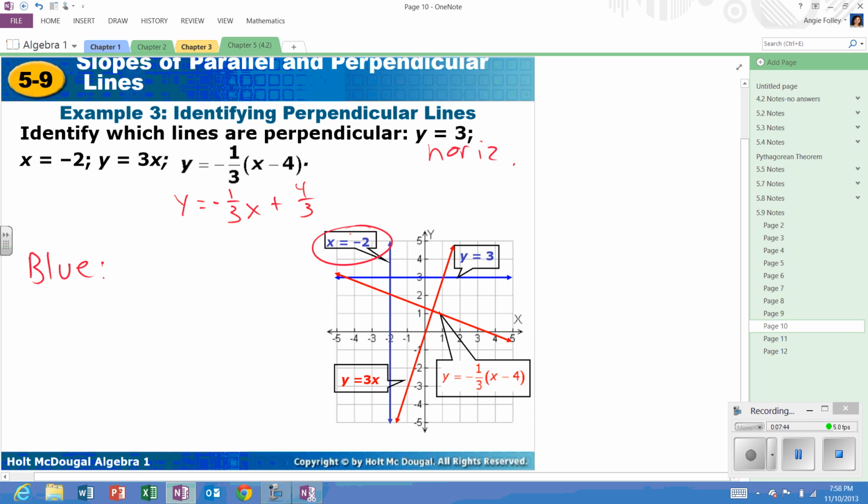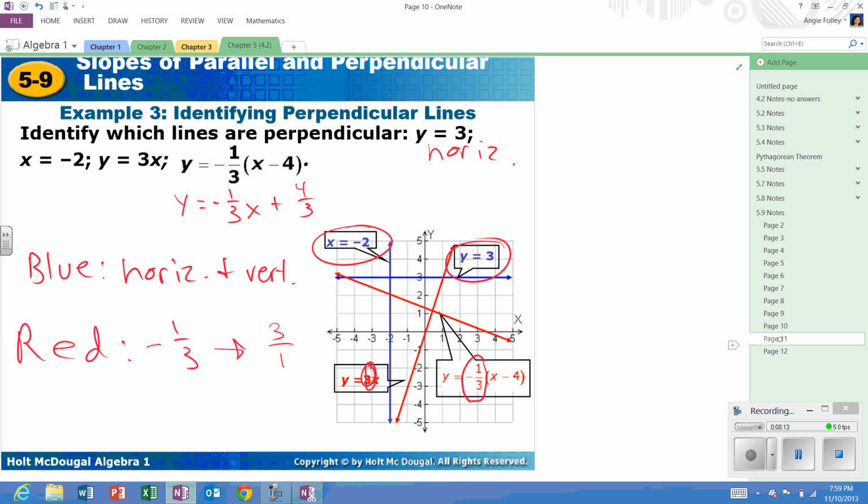Okay, so our blue lines are perpendicular to each other because one is x equals -2 and one is y equals 3. So remember, if I have a horizontal and vertical, they're perpendicular. And then the red lines are also perpendicular to each other because when I distribute, I'm going to have a slope of -1/3, and the opposite reciprocal of -1/3 is a positive 3/1, which is the same thing as 3. So these red lines are perpendicular.